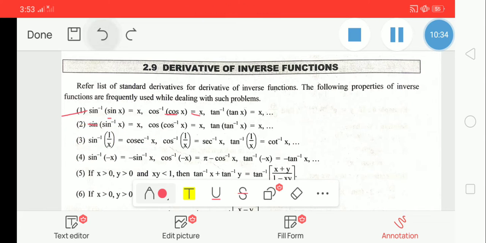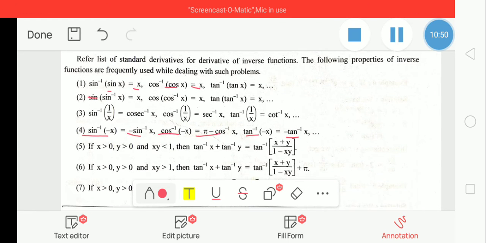Then sine inverse of minus x gives minus sine inverse of x. Then cos inverse of minus x gives pi minus cos inverse of x. Then tan inverse of minus x gives minus tan inverse of x.